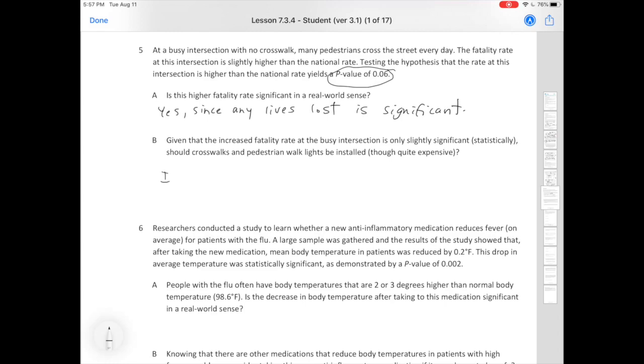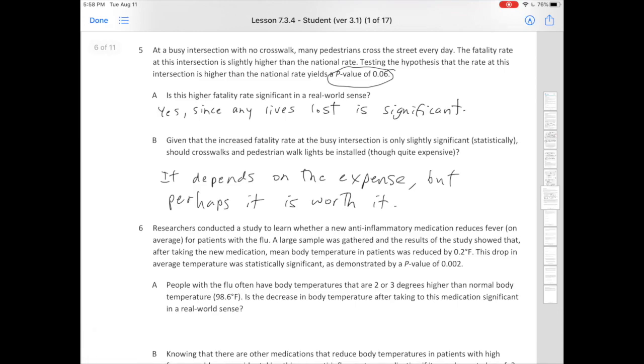So I would say it depends on how expensive, right? It depends on the expense. But perhaps it is worth it. Notice I'm being a little vague here, and that's because it's really hard to answer this question, right? You don't want to be responsible for lives lost, so a lot of times you will end up spending more money just to make sure that you cover your bases in case people do die there. You don't want that to happen. Okay.